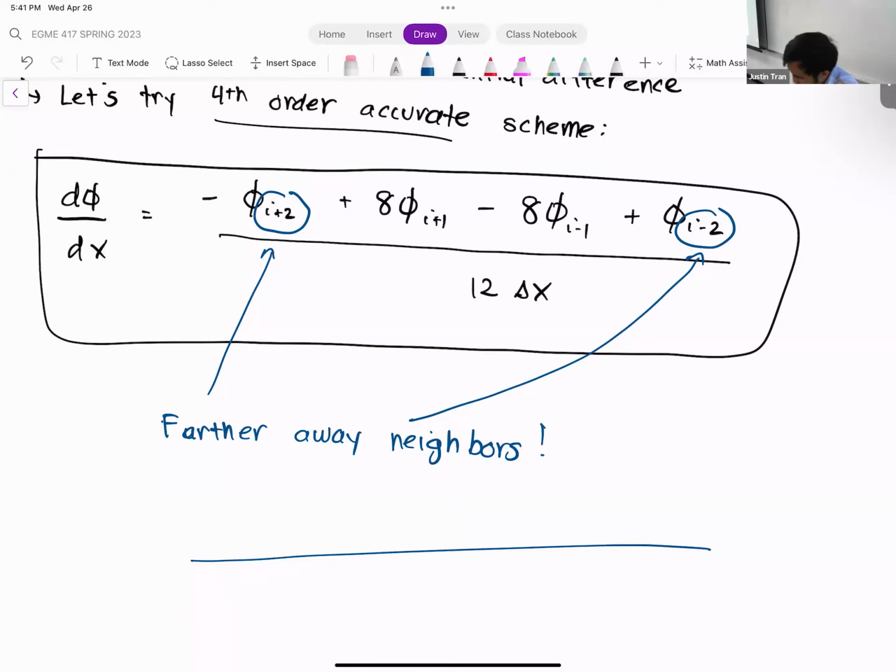So let me just show you in 1D first. What we're usually accustomed to is that if we're looking at our central node here, phi i, we're accustomed to using phi i plus 1, phi i minus 1, which are the immediate neighbors.